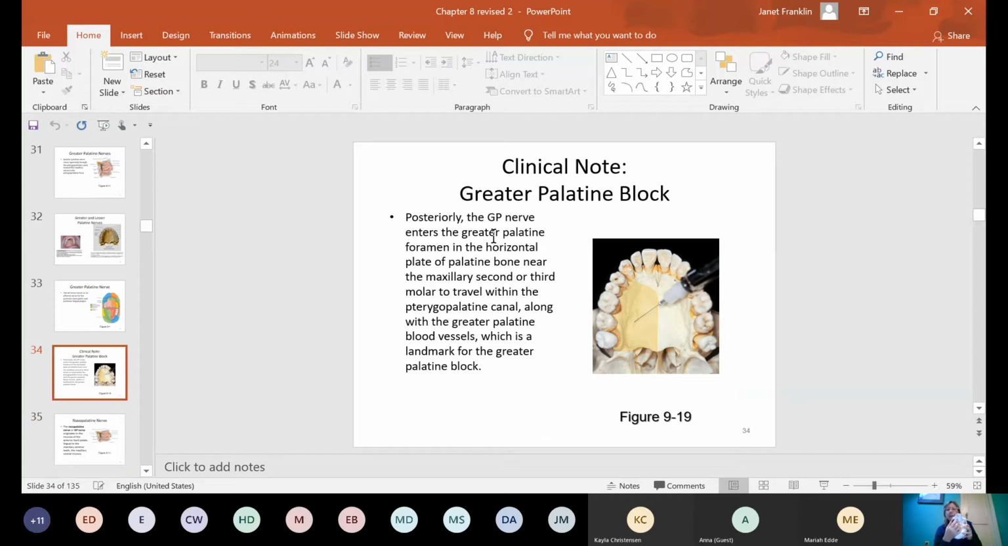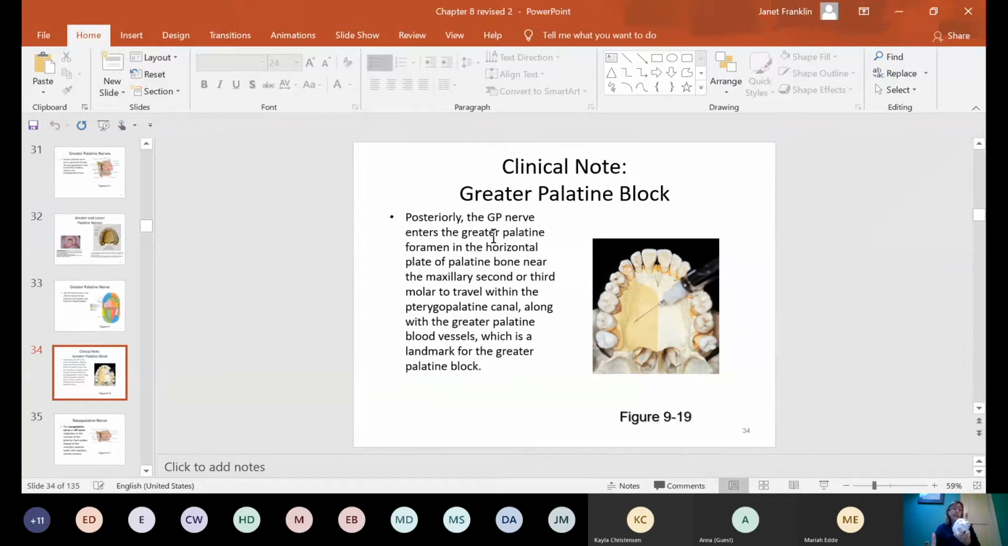When you're giving a greater palatine nerve block, the patient's head is laid back like this, and you're aiming just above the foramen so that gravity pulls the anesthetic to the foramen. And it's very hard. If you feel your palate with your tongue, it's very hard tissue. You have to use a lot of force to get that needle to go through that tissue.